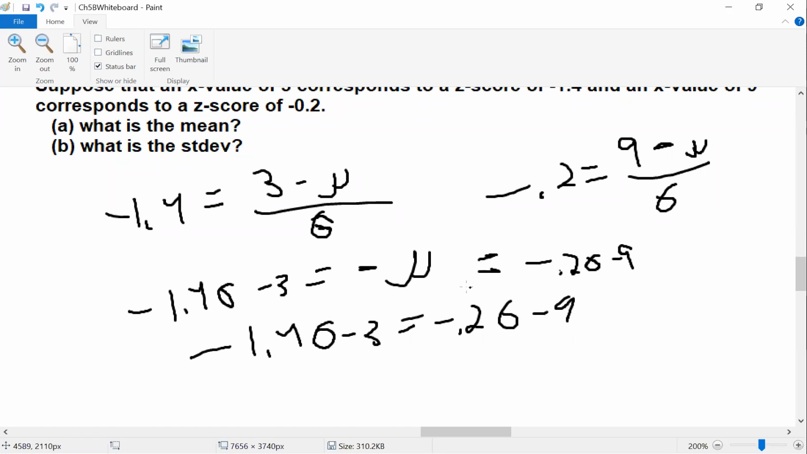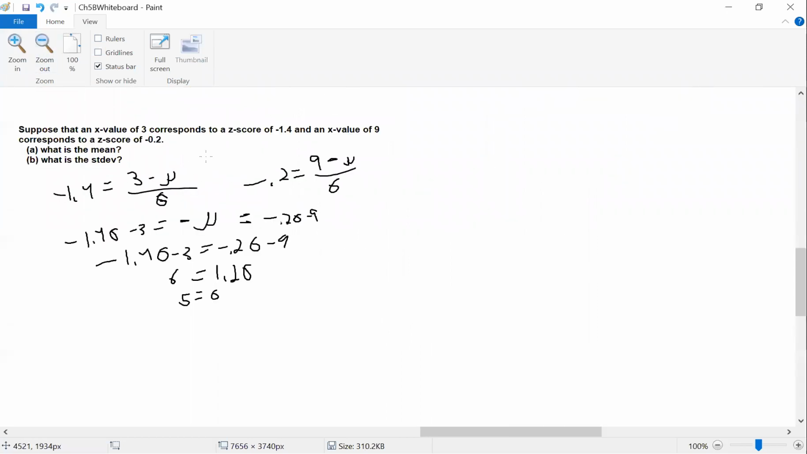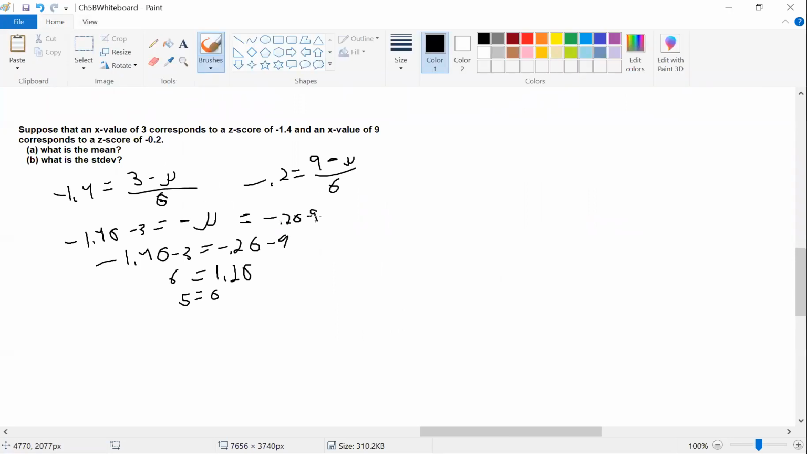Let's add 9 to both sides. Negative 3 plus 9 is 6. Add 1.2 sigma to both sides. Negative 0.2 plus 1.4 is 1.2 sigma. And if you divide everything by 1.2, 5 equals sigma. There we go. Now we'll plug it back in. We're going to plug it back in to this one.